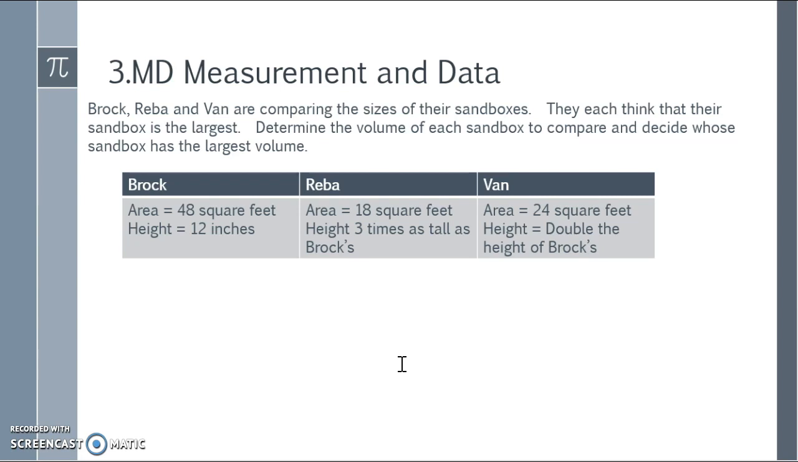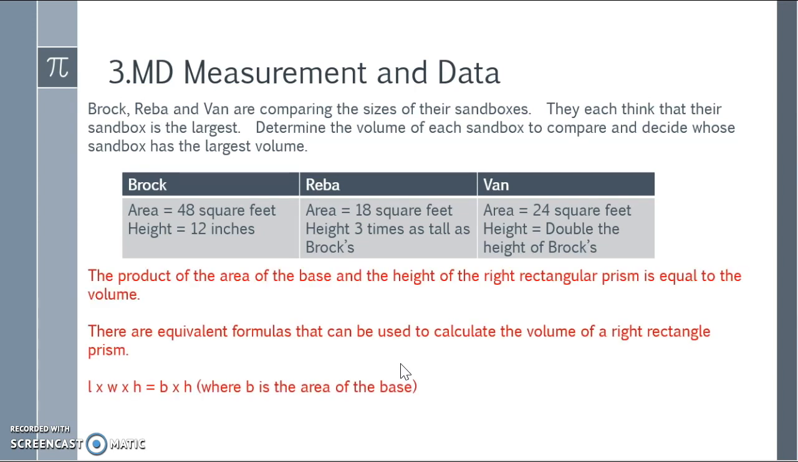Brock's sandbox has an area of 48 square feet and a height of 12 inches. Reba's area is 18 square feet. Her height is 3 times as big as Brock's. And Van's area is 24 square feet, but his height is double the height of Brock's.